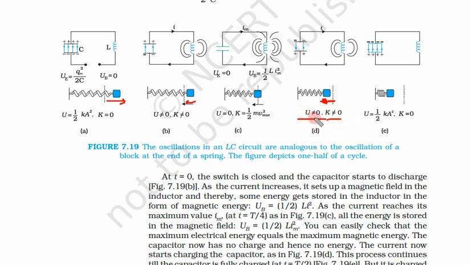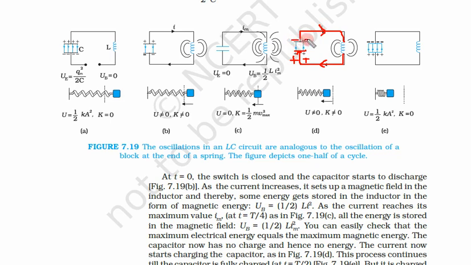So this potential energy is not equal to 0, and kinetic energy is also not equal to 0; both have some value. Now when this inductor has fully magnetized, it is completely magnetized and there is no charge. So what does this inductor do? Now this inductor starts providing charge to this capacitor.